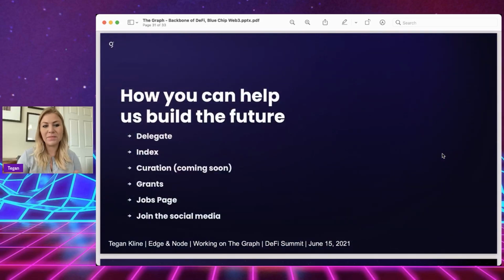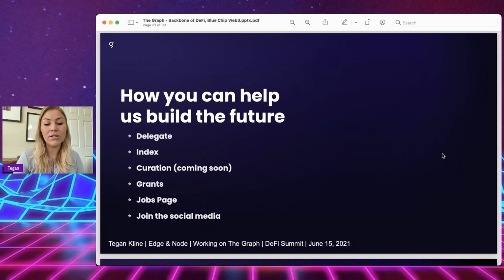So how can you help us build the future? There's many different ways you can get involved. If you like DevOps, I recommend indexing. Delegating if you're not technical and want to help secure the network and earn passive income. Curation, which is coming soon. If you have your finger on the pulse of different projects that are launching, you would make a great curator.